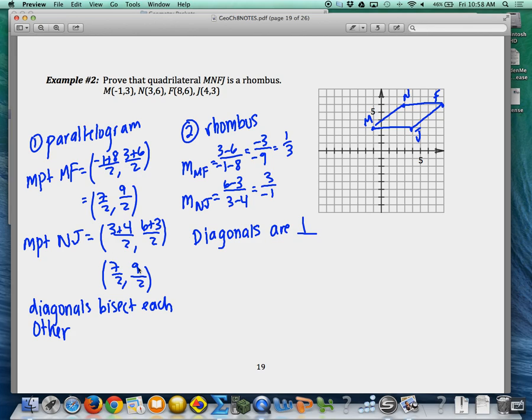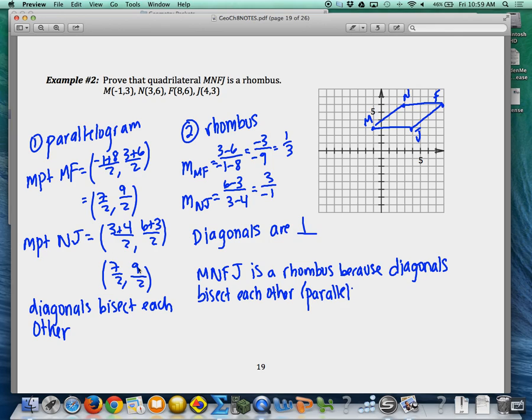Okay, so we are going to write ourselves a sentence. We're going to say MNFJ is a rhombus because the diagonals bisect each other, which makes it a parallelogram, and the diagonals are perpendicular, and that makes it a rhombus. Questions?